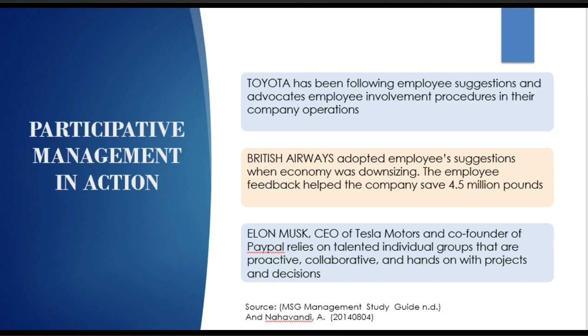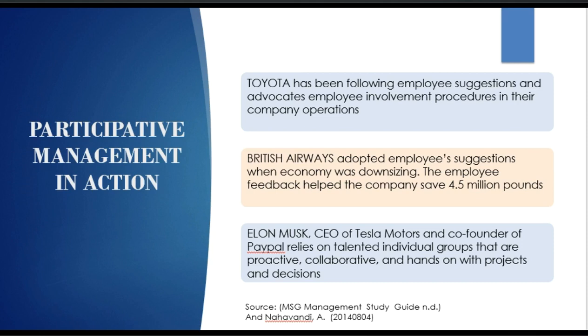Toyota has been following their employee suggestions and advocating employee involvement in their procedures for their company's operations for years. The management team receives almost 2 million suggestions and ideas every year, and an estimated 95% of those ideas are used. Around 5,000 improvements every year have made Toyota one of the fastest growing organizations globally.